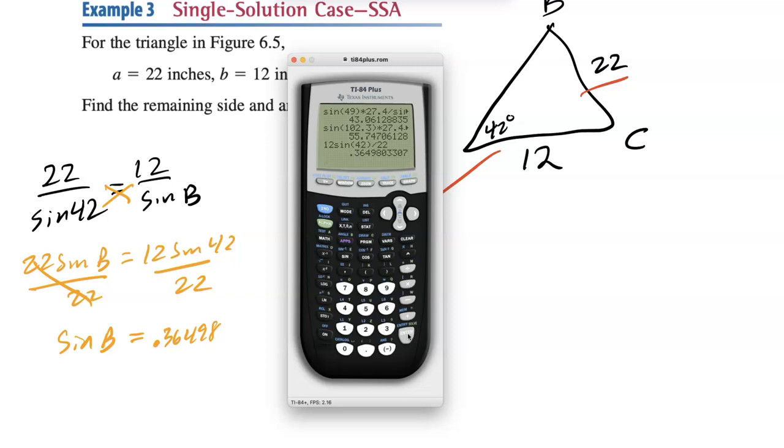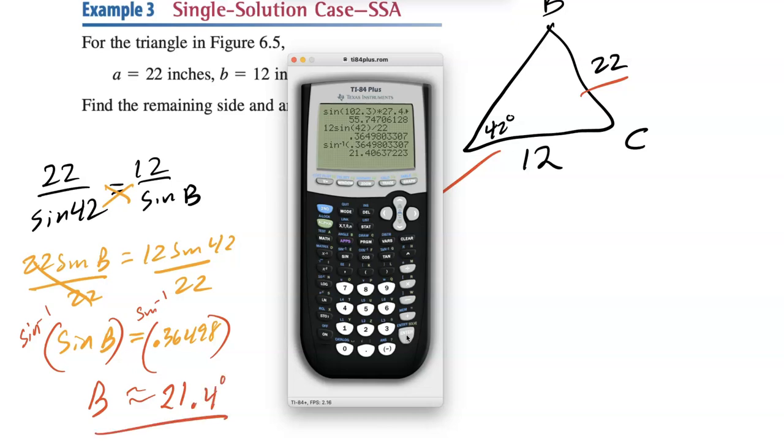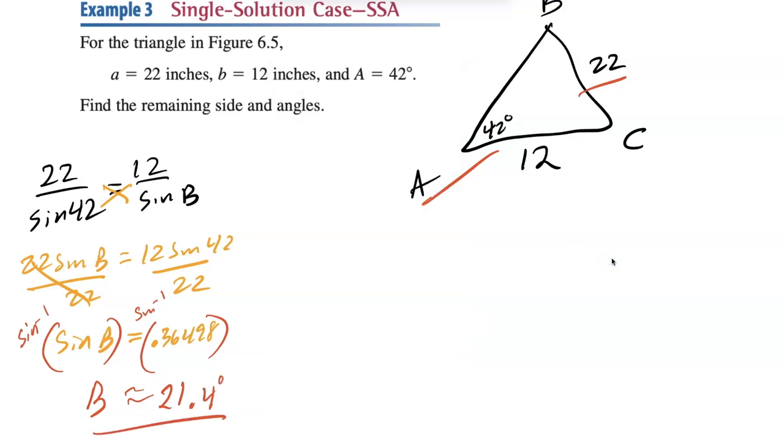0.36498. Now I want angle B, not sine of angle B. So remember the way to get rid of it? We're going to do sine inverse on both sides. And we're going to represent B. So second sine inverse of our answer. I get 21.4. Right, so that's our angle up here, 21.4.